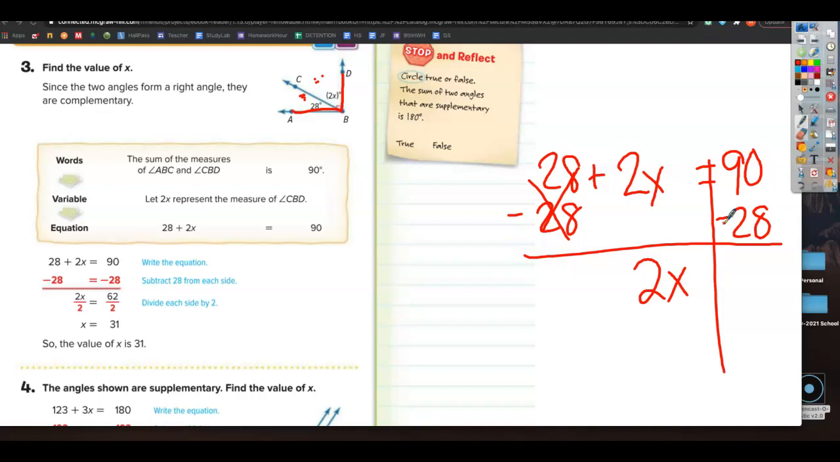You have a calculator right in front of you, Joe? You get 62. And then what would I do? You divide by 2. So x equals 31. Questions on that?